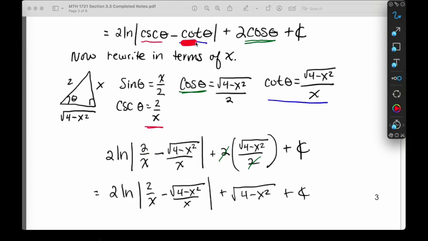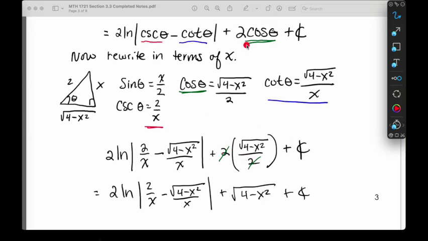Now I know cotangent is cosine over sine. So here's sine. Cosine is adjacent over hypotenuse. And so when I take this divided by this is what I get. I get that cotangent is the square root of 4 minus x squared all over x. So that's going to go in for cotangent here, right? That was this.